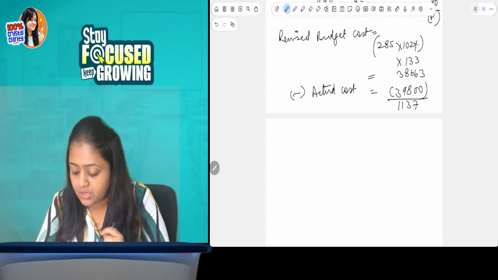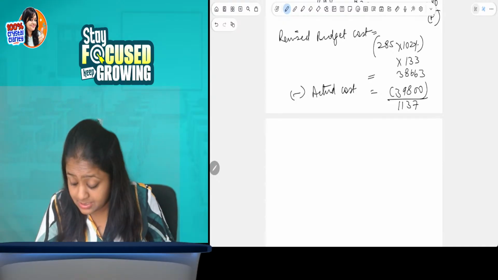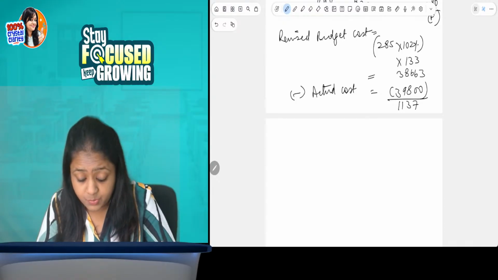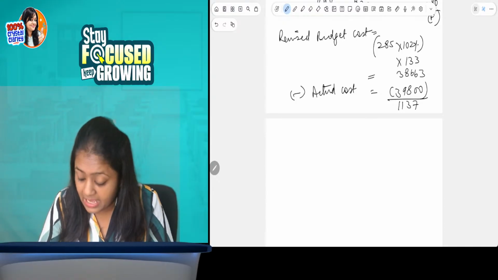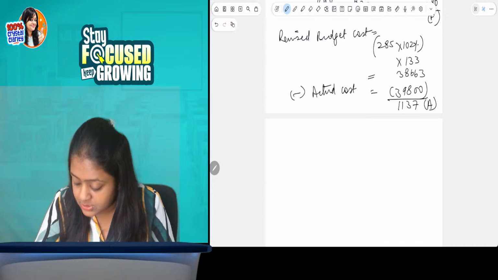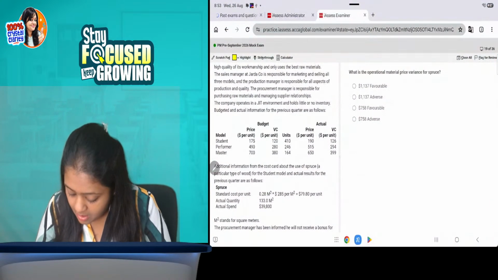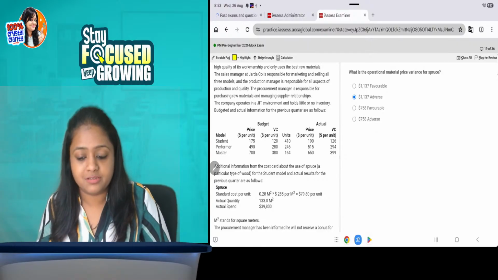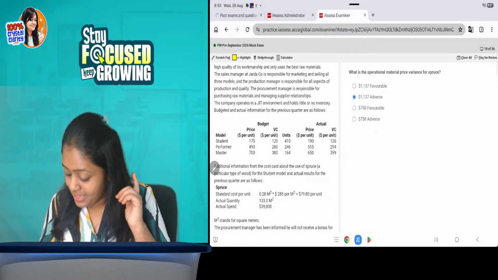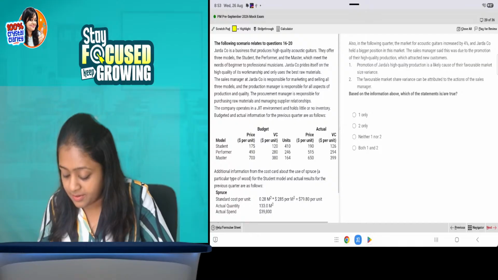Now, is it an adverse or a favorable variance? It is an adverse variance. Why? Because the actual cost is more. So it is a 1,137 adverse variance. Now let's select the answer: 1,137 adverse variance. Done? Clear? I'm sure this is helping you revise your variances also.